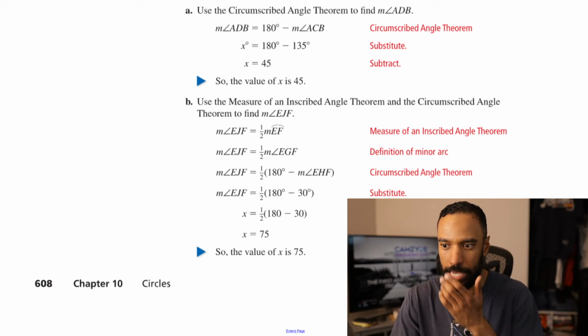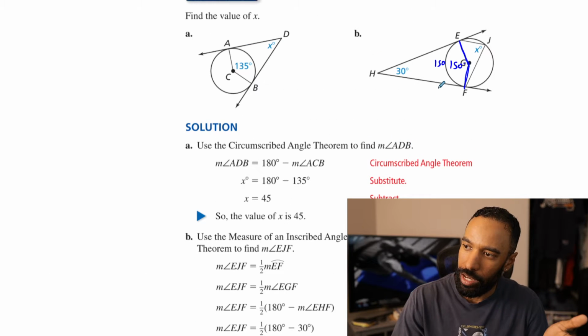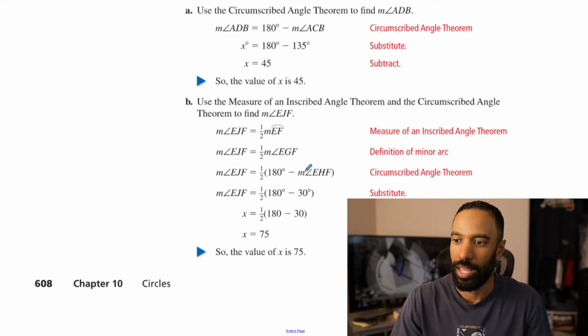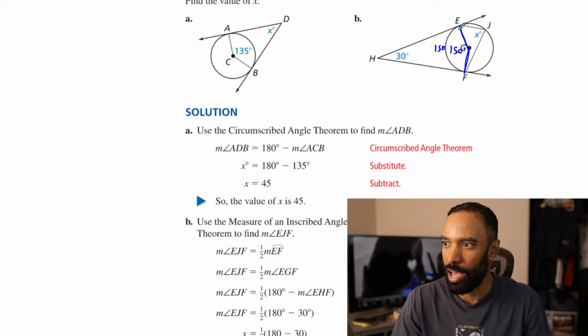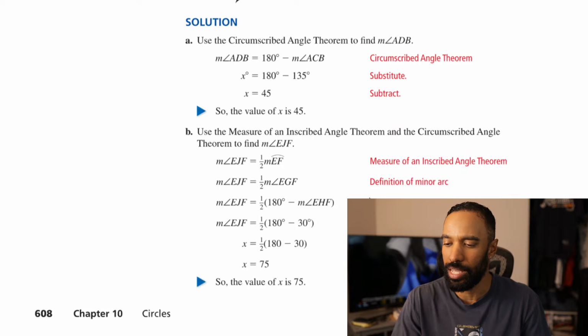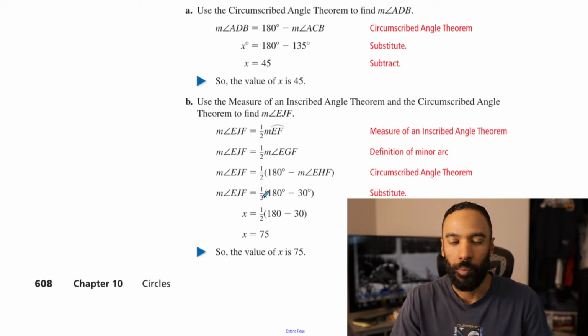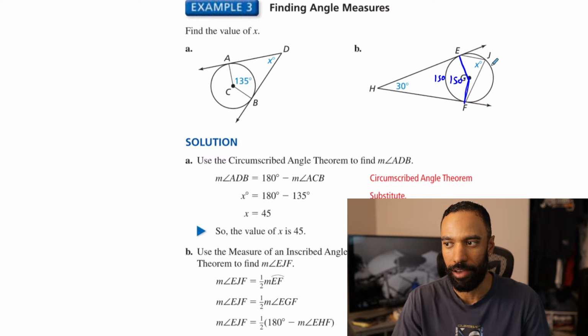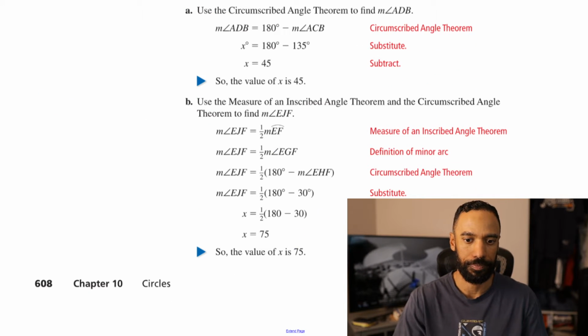They do that. So they take 180 minus the measure of EHF. Where's H? Oh, this one, the EHF. But they do the 1/2 part, right? Because the idea is half of the intercepted arc that you have there. So it's still 75 that you get either way.